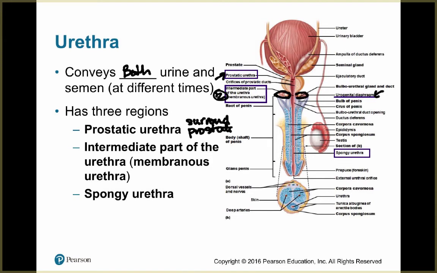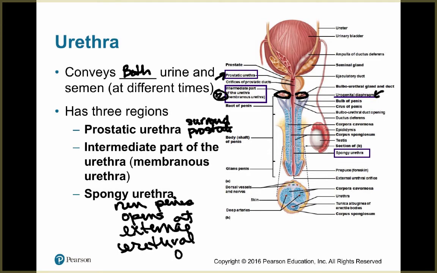And the last is the spongy urethra. And this runs through the penis. And it opens at the external urethral orifice. So you can see it basically down here, and there's that opening.